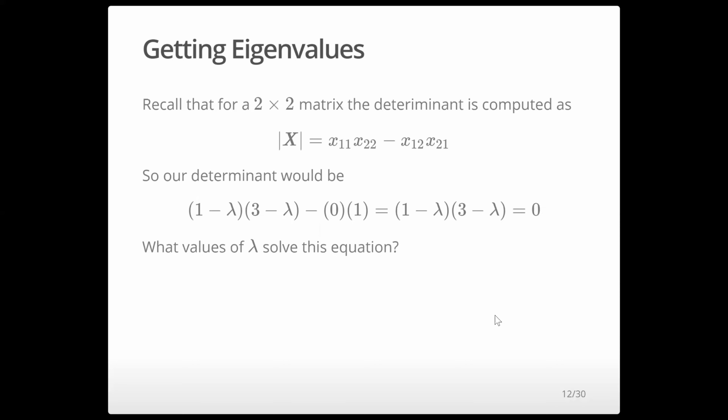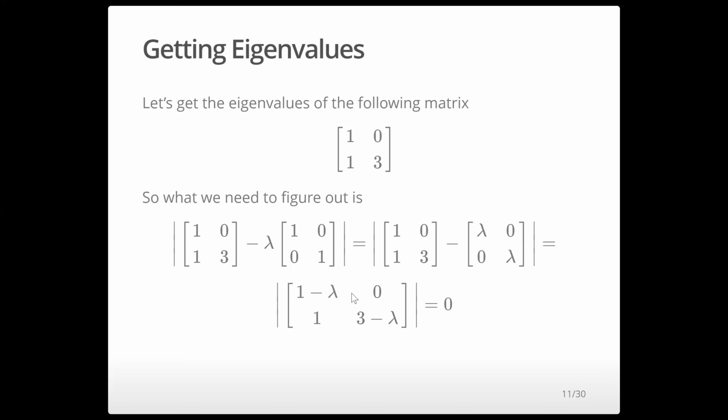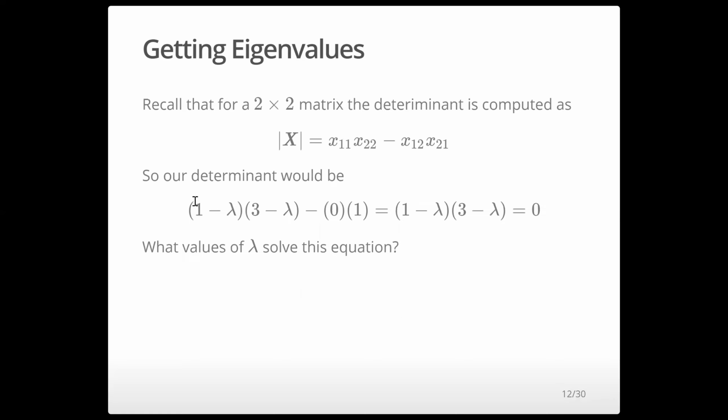So recall that for a 2 by 2 matrix, we can get the determinant by taking x11 multiplied by x22 minus x12 multiplied by x21. So in that case, we are taking this times this and subtracting it from this times this. So that gives us 1 minus lambda times 3 minus lambda. So those are the diagonal elements subtracted from the off diagonal elements 0 and 1.